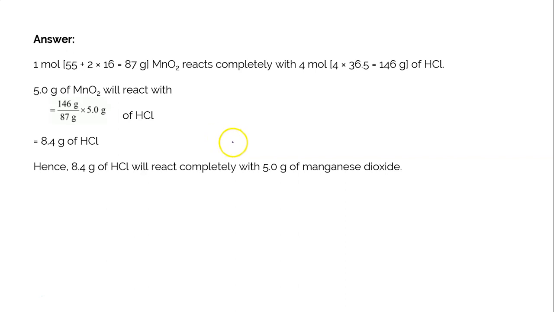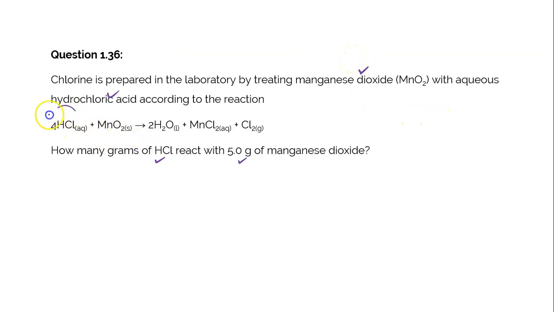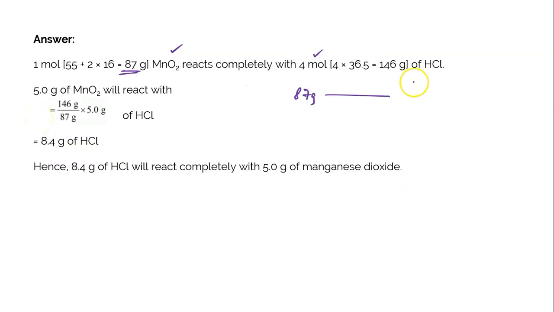So you're having how many moles? 1 mole of MnO2. 1 mole of MnO2 will be weighing how much? It will be weighing equal to 87 grams, which is 55 plus 2 into 16. Manganese 55 and 2 into 16 for oxygen. So 87 grams of manganese oxide is reacting with how much? 4 moles. 4 moles of what? It is reacting with 4 moles of HCl, right? So 4 moles of HCl is 4 into 36.5 grams of HCl, right?